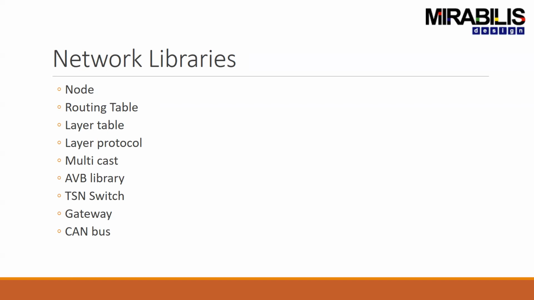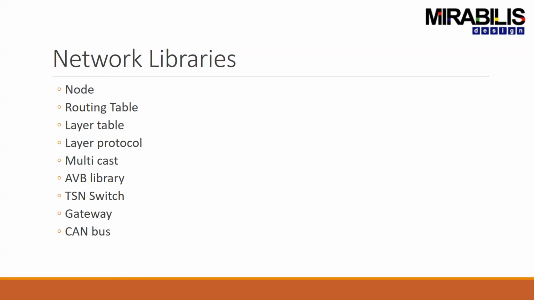And we have routing table. The routing table defines the routing mechanism. Say this node is connected to that node, we have the connection from node 1 to node 5. So we can define the detailed connection for the routing in the network.